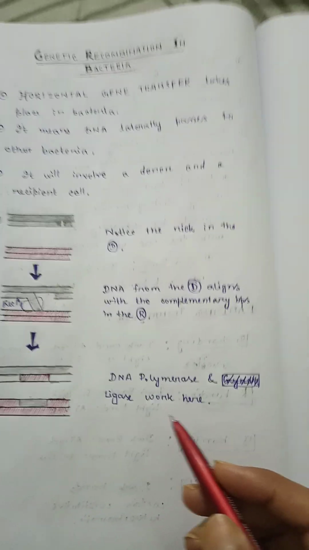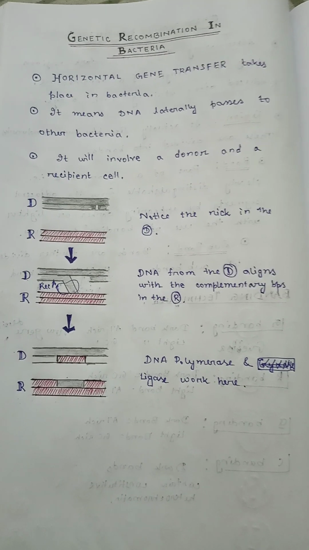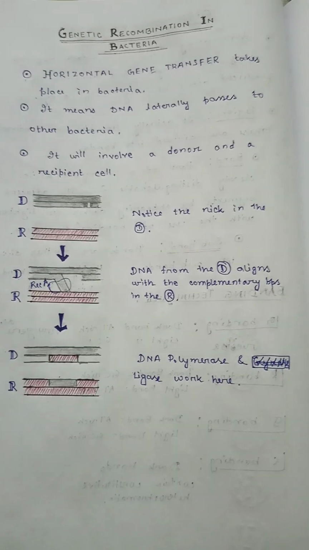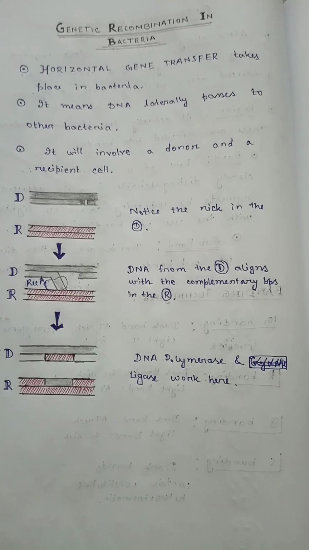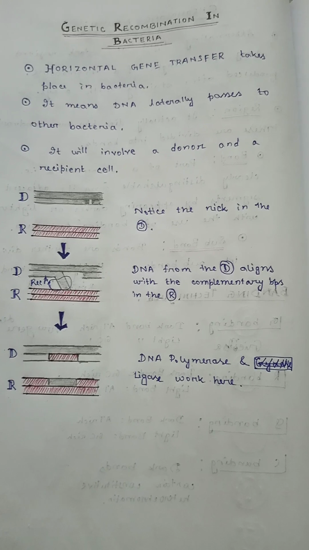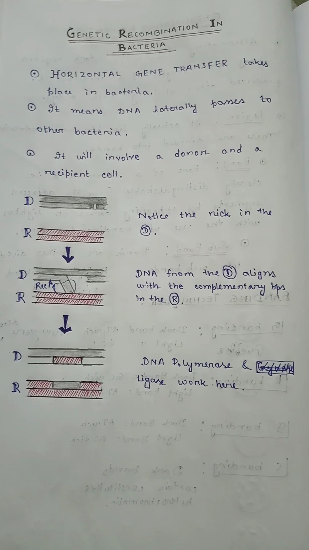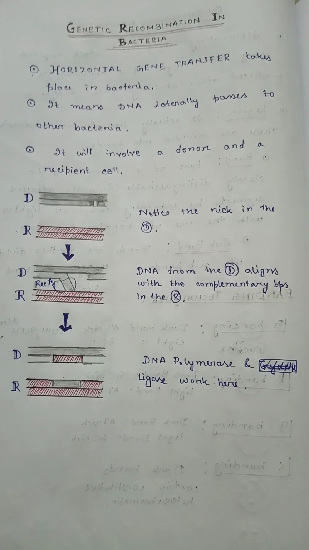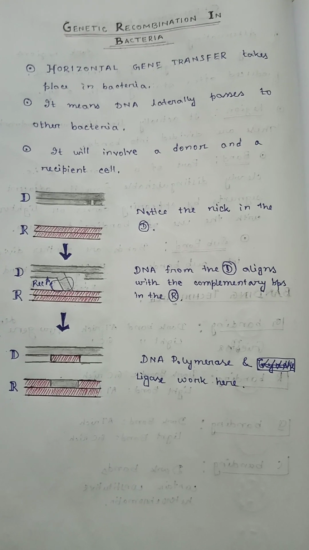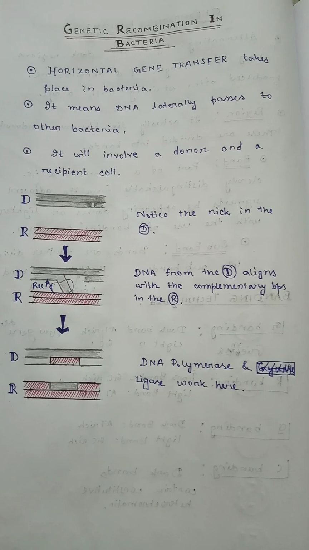Now this is the general idea of genetic recombination in bacteria, I mean how the recombination works. There are so many processes through which bacteria perform horizontal gene transfer, namely transduction, transformation, or conjugation. So in our next video, we'll try to understand those processes.